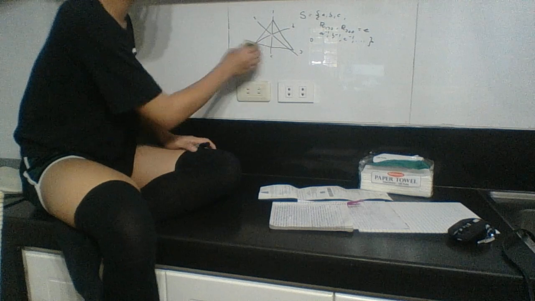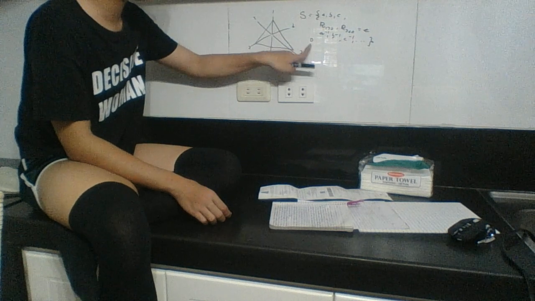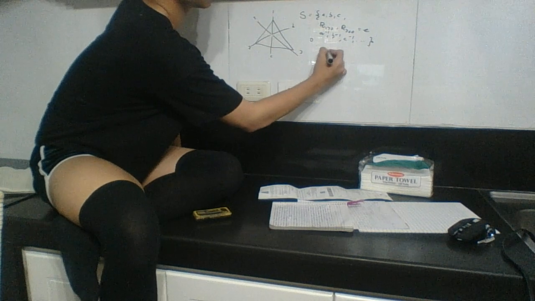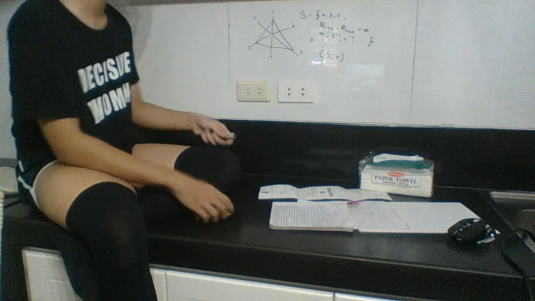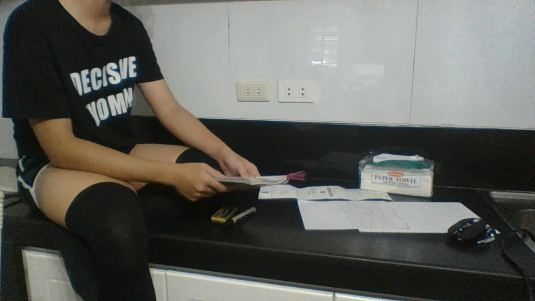So there. This, with this, in an ordered pair, is a group. So S and composition is a group. That's a group. So that's the basics of group theory.